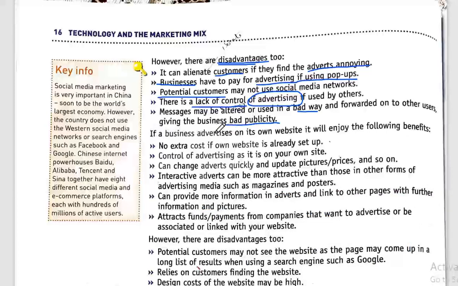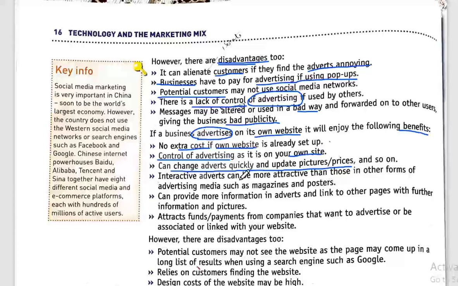So now we're gonna see the advantages or the benefits of advertising on the own website of the organization. So if I put an advertisement on the organization's own website, what are the benefits of this process? Number one, no extra cost because it's the business's own website, so it's already up. They can have control over advertising, and because it's on the business's own website, it can change adverts quickly and update the pictures and prices and so on whenever the business wants to.